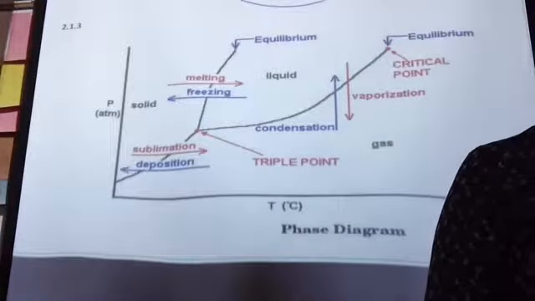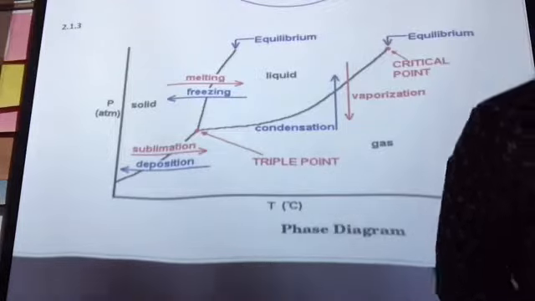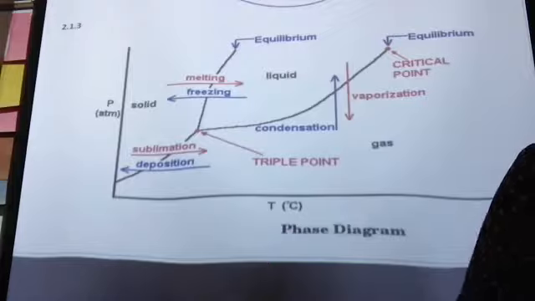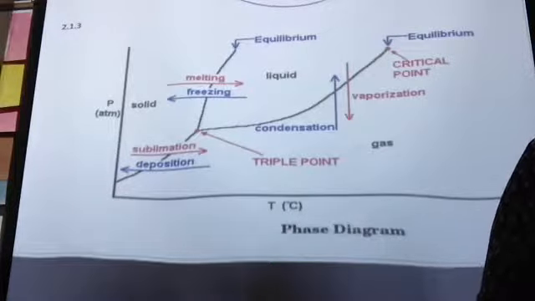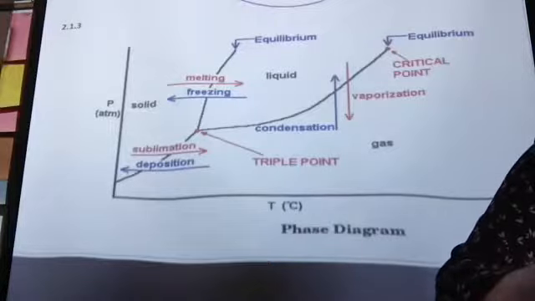Okay, so let's talk about phase diagrams. This is standard 2.1.3, and we're going to talk about how to read this graph because it's essentially just a graph. There are two things that a phase of matter depends on, and that is the pressure and the temperature.